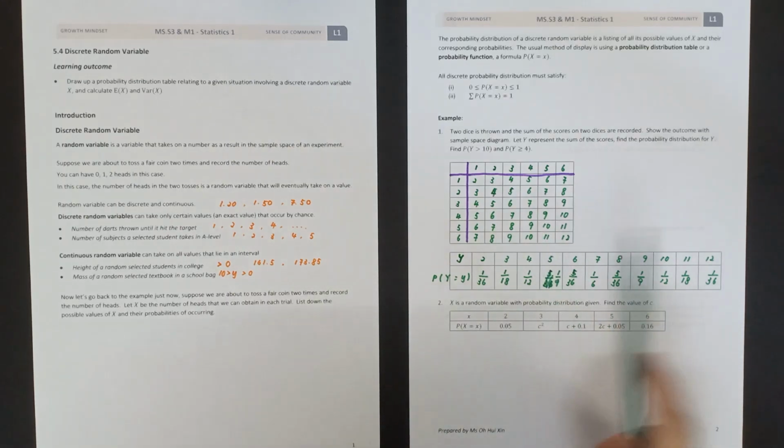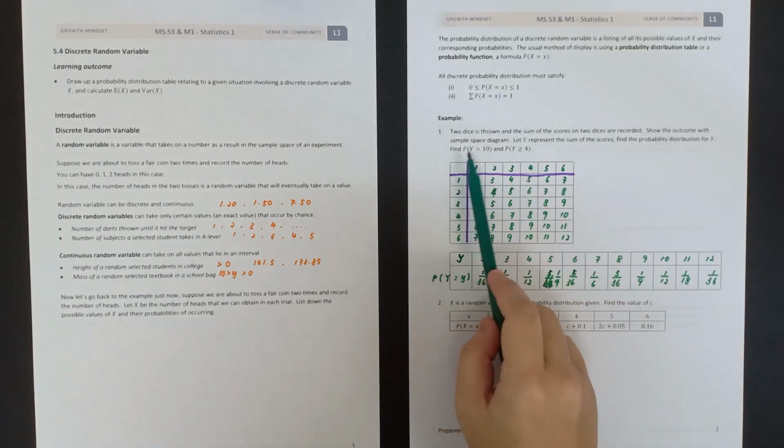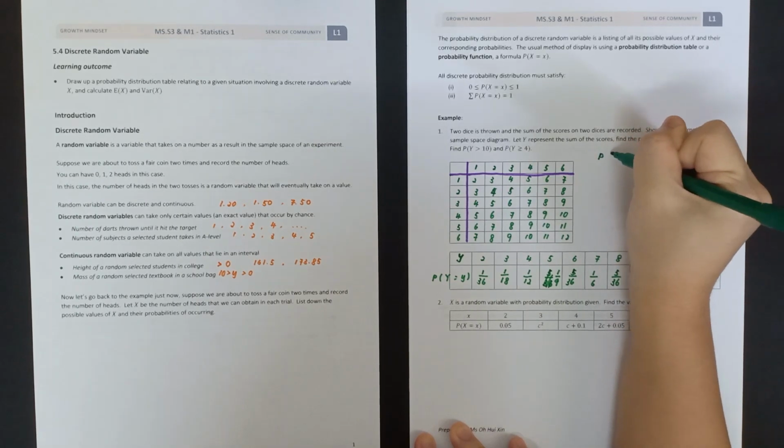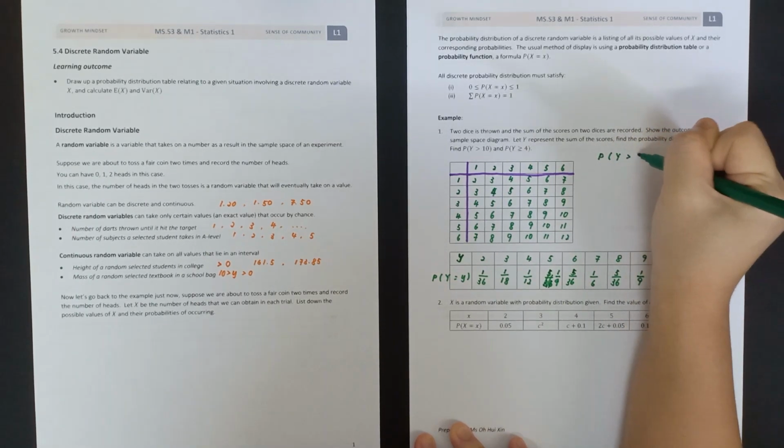Okay, so that's it. After that, find the probability that the sum of the score is greater than 10.